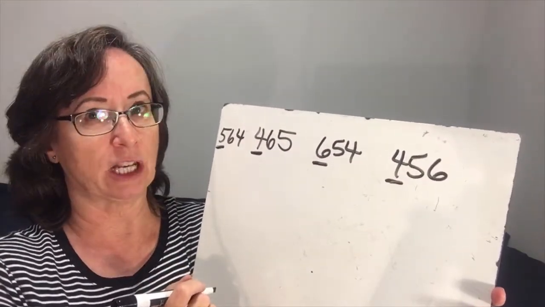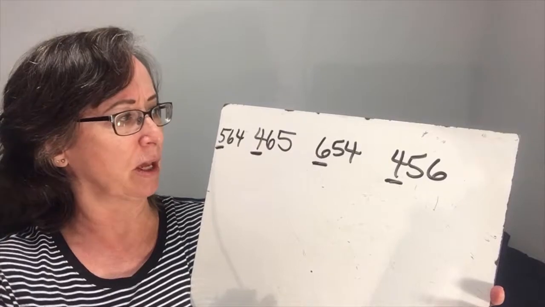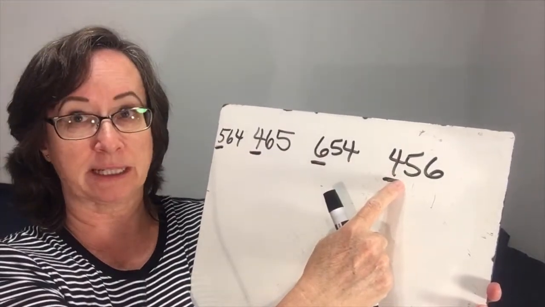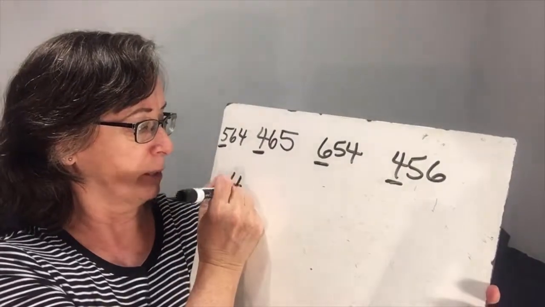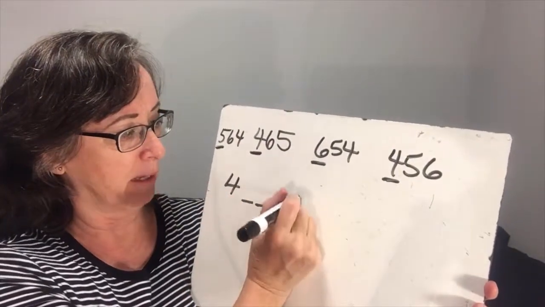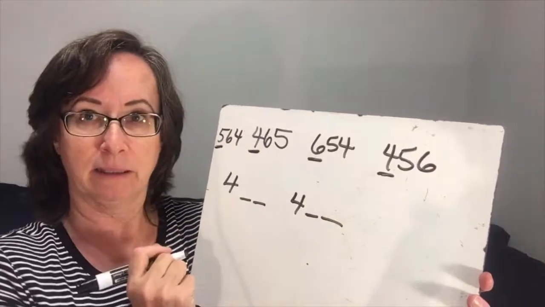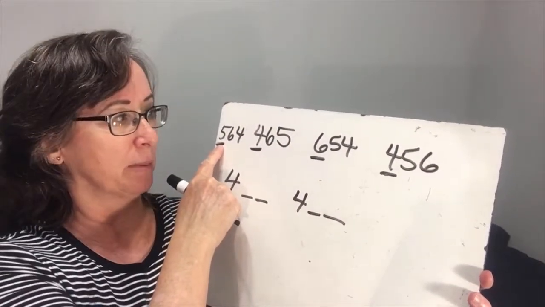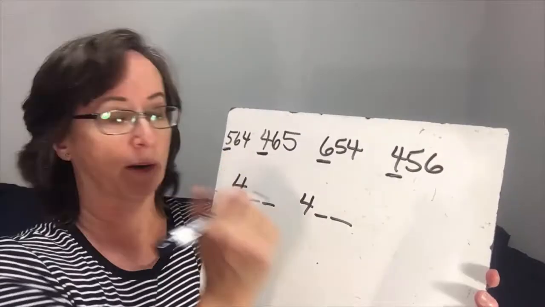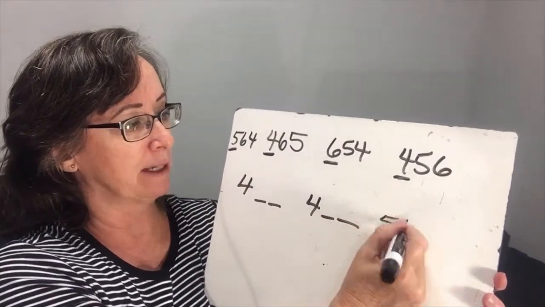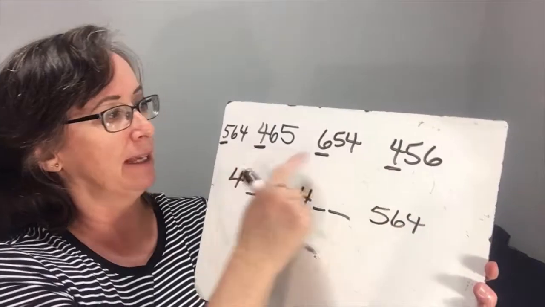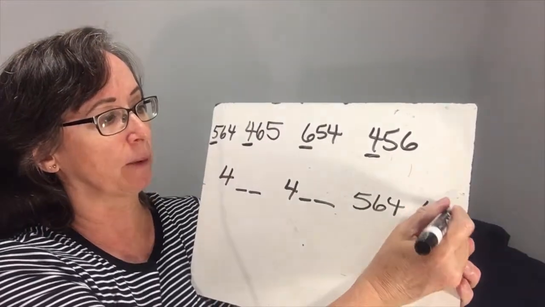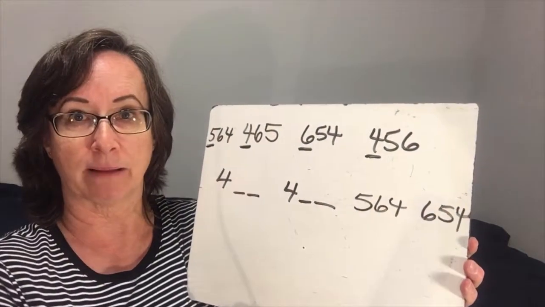So without even looking at the rest of the numbers, we know that our two 400s are going to somehow be in the front. So we'll just put 4 something something, 4 something something. Okay, and then the next one would be our 500 number, and since we only have one of those, we could write the whole thing down, 564. And then our 600 number, which we only have one of, so we can go ahead and write that one down as well.